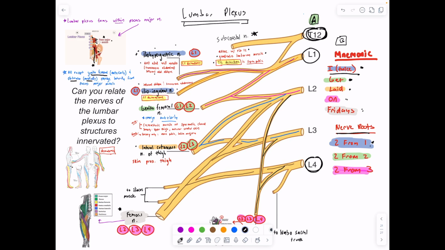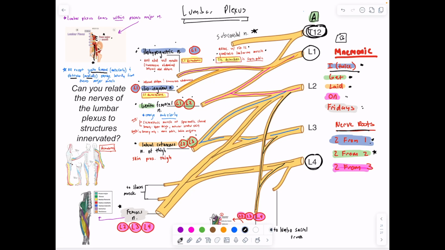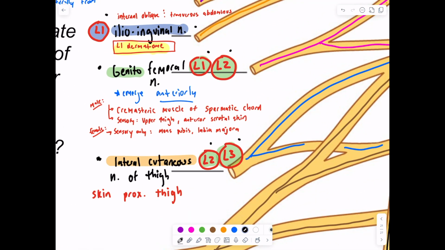Then we have get laid, and get is genitofemoral, and laid is lateral cutaneous, and this is 2 from 2, so both of them trace their roots back to two separate vertebrae. Genitofemoral is L1 and L2, and lateral cutaneous is L2 to L3. The genitofemoral nerve does something slightly different in males versus females. In males, it innervates the cremasteric muscle of the spermatic cord, and does sensory innervation of the anterior upper thigh as well as the anterior scrotal skin. For females, you have sensory only of the mons pubis and the labia majora.